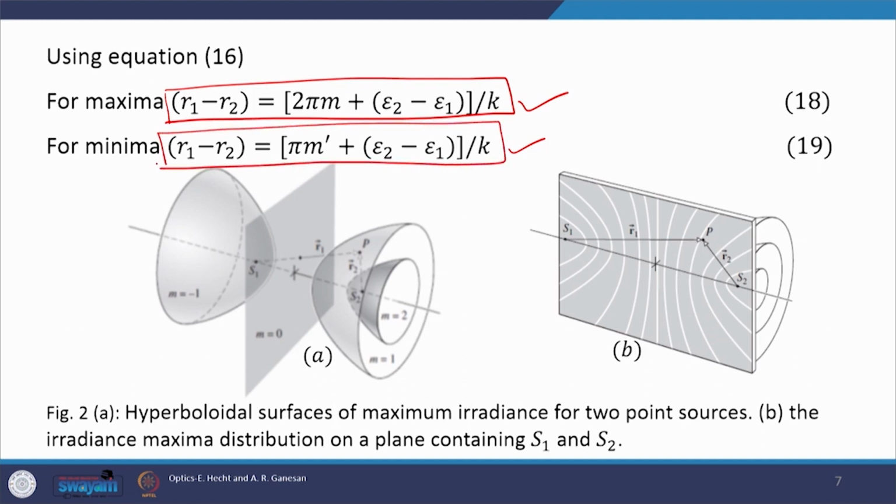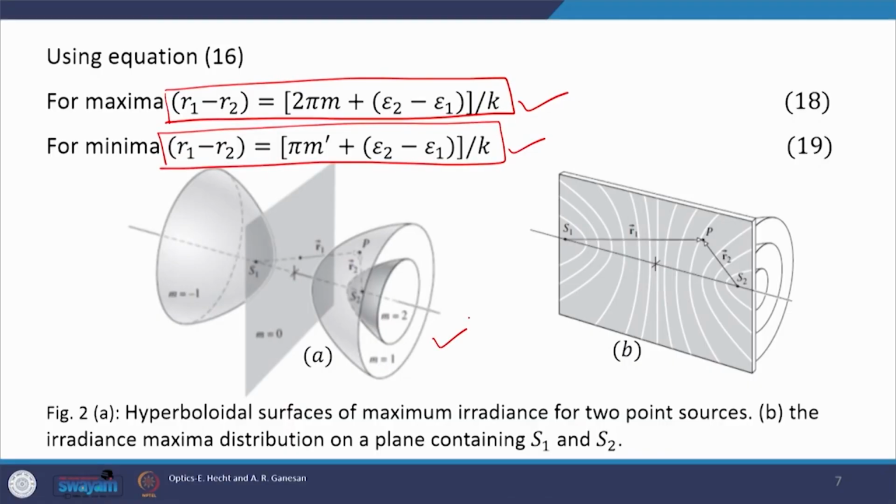And you can see that on the right hand side it is a constant. On the right hand side of equations 18 and 19 we have a constant quantity. Now, if we plot equations 18 and 19, then we get hyperboloids of revolution, which are shown here in figure 2a. And for different values of m, we get different hyperboloids of revolution.